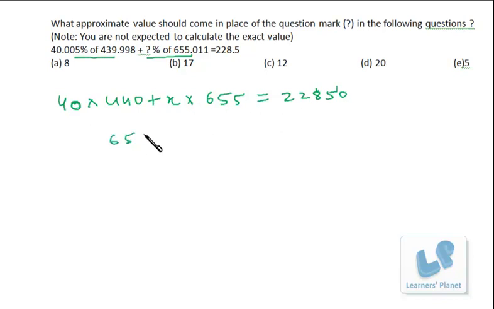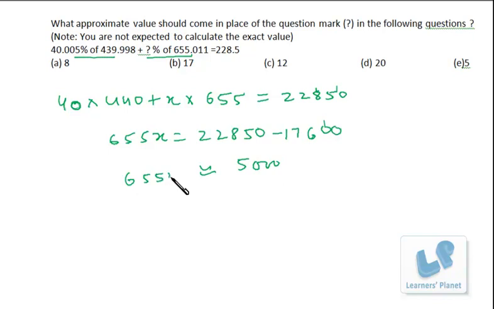Now what is that? 22850 minus, 4 fours are 16, 4 fours are 16 and 17, right? So it's around 23,000 and it's around 18,000, right? So it's around 5 to 6,000, around 5,000 to 5,500 approx, right? And it is 655x. Now you look at the options.